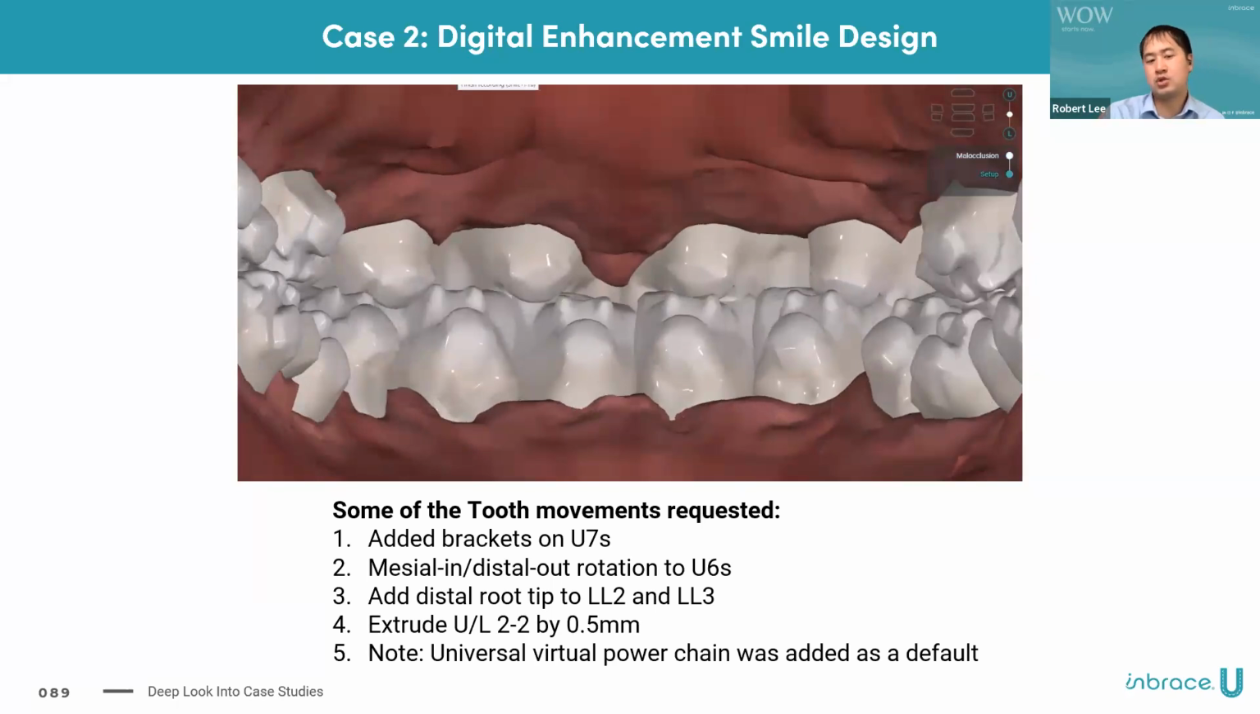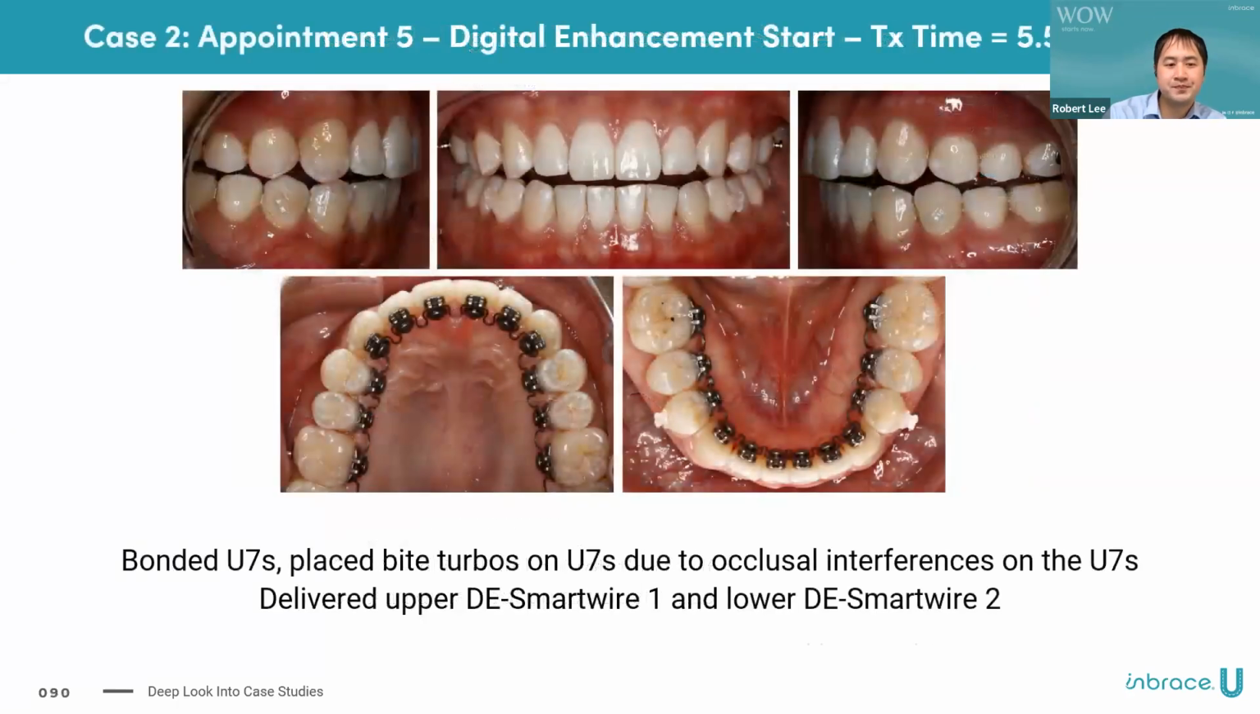If I'm extruding the upper and lower 2 to try to get more overbite, it's not going to express because they're just going to bite on the brackets and then it's going to deactivate or counteract any of that bite closing. So, we bonded the upper 7s. I had to place bite turbos now on the upper 7s due to the occlusal interferences. So again, when you replace upper 7s, you commonly will get occlusal interferences on them.